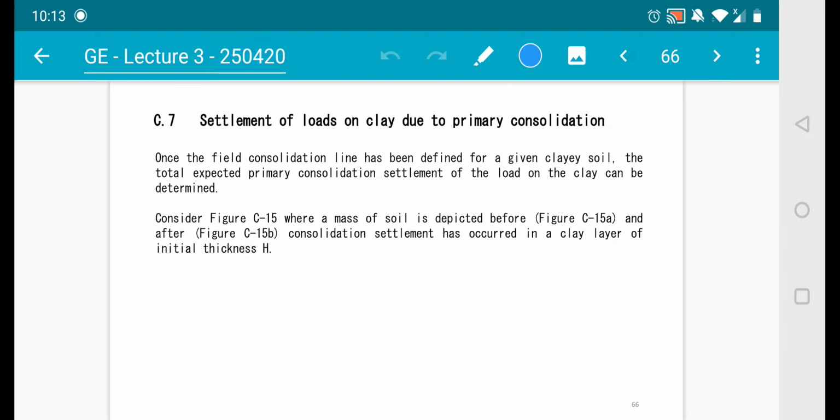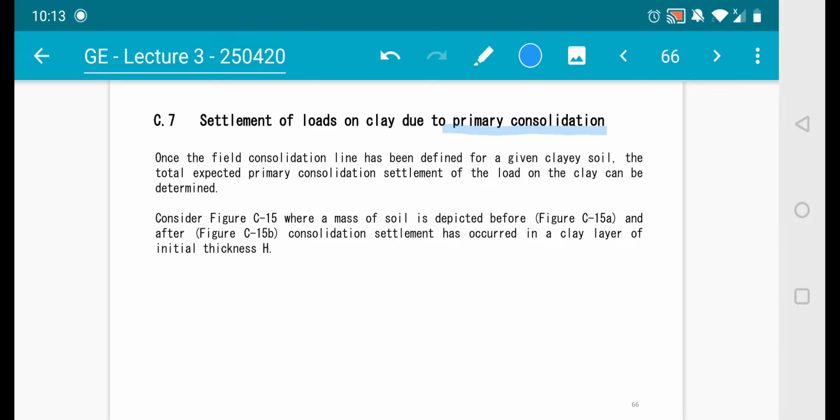Now let's go to a more important subtopic, C7, which is on settlement of loads on clay due to primary consolidation. Previously, we learned how to calculate immediate settlement or immediate consolidation. Now we're moving on to the second stage, which is primary consolidation. Again, the approach is the same, but a different formulation is given here.